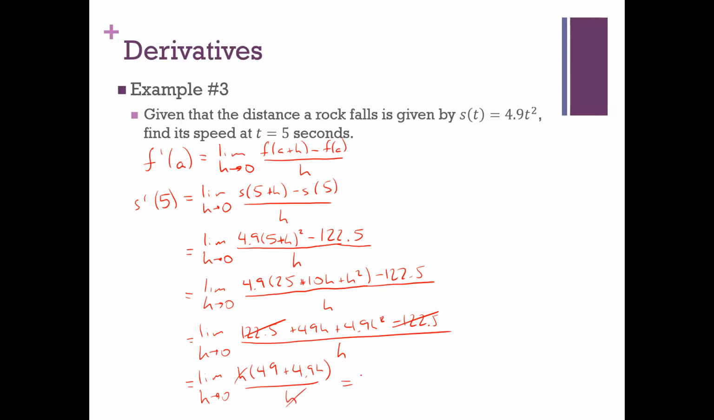Can I evaluate this limit now? What is it? 49. And I'll put one more step in here just to make it really clear. The limit as h approaches 0 of 49 plus 4.9h. The second term vanishes and I get 49 meters per second.